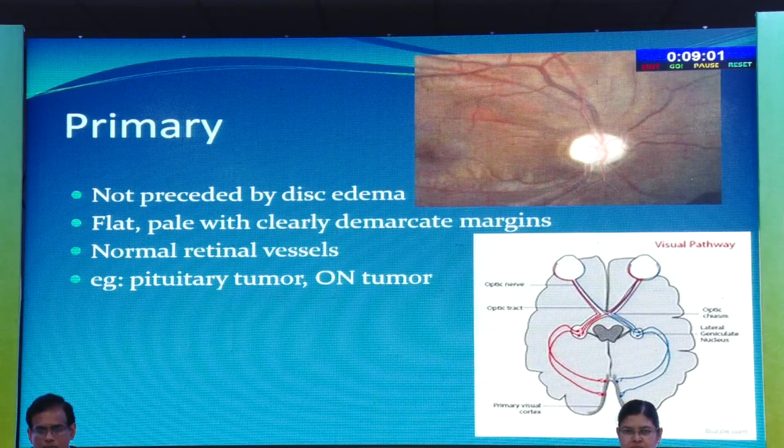In primary optic atrophy, this is not preceded by disc edema. There is degeneration of the ganglion cells, which is accompanied by proliferation of the glial tissue in a structurally orderly manner, so there is no structural alteration. The disc appears flat, pale, with clearly demarcated margins and normal retinal vessels, usually seen in compressive lesions.